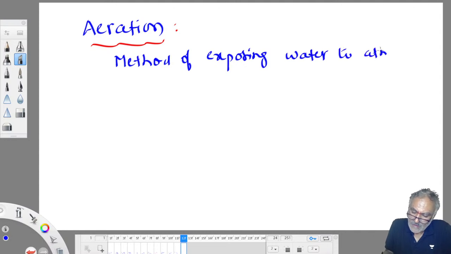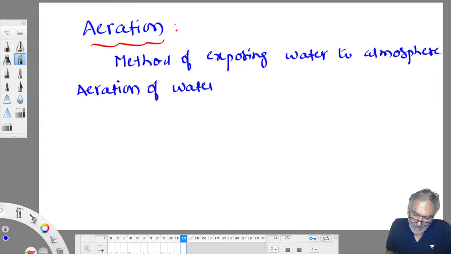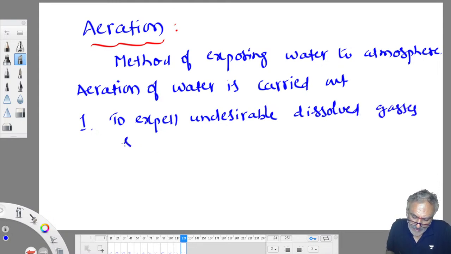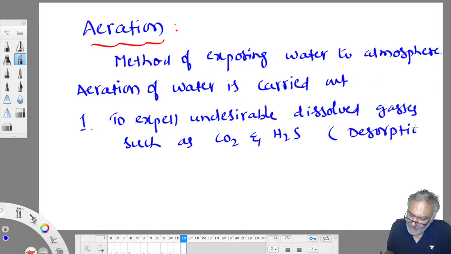Why do we carry out aeration? Aeration of water is carried out for two purposes. First, to expel undesirable dissolved gases such as carbon dioxide and hydrogen sulfide. This is called desorption of gases. Expelling gases from water is called desorption.